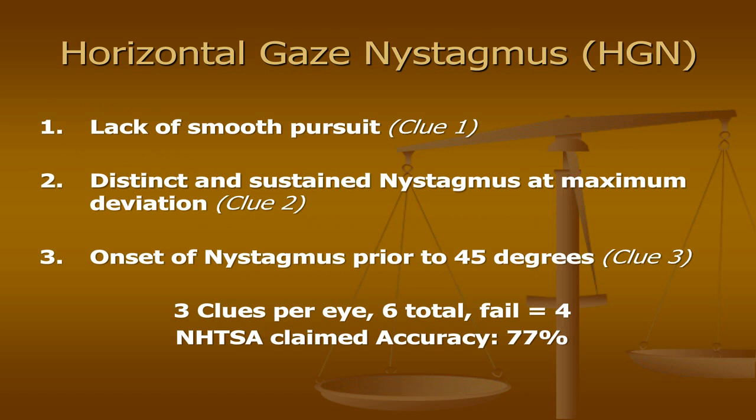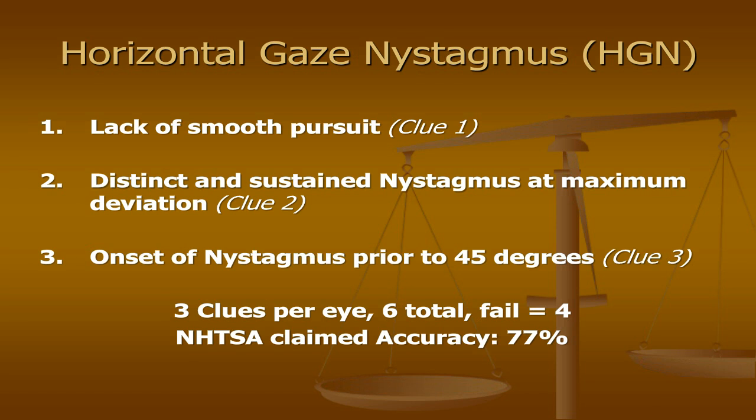Okay, HGN: lack of smooth pursuit, distinct and sustained nystagmus at maximum deviation. This is the clue that is frequently done improperly. Onset of nystagmus to 45 degrees. How do you measure 45 degrees? Under NHTSA guidelines, there are 3 clues per eye, 6 total. You fail it if you have 4 clues or more.